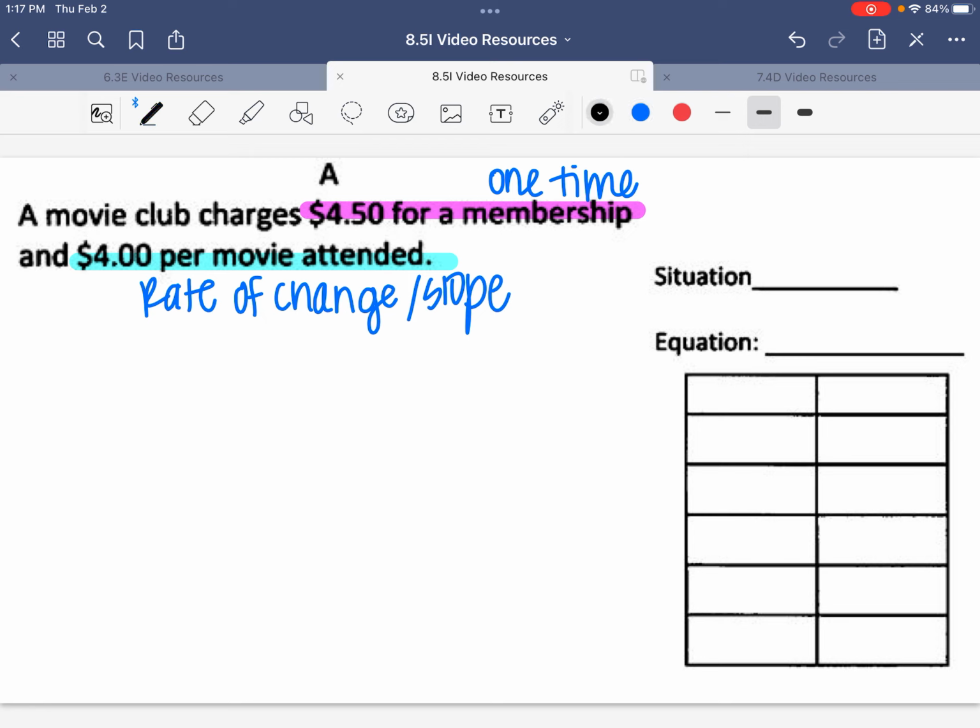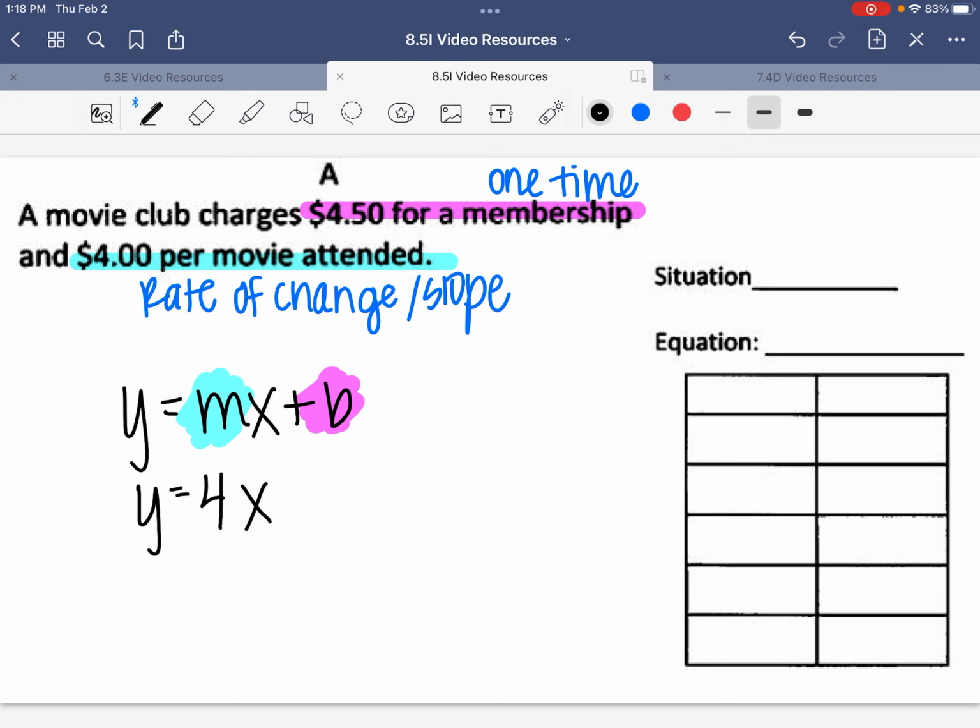I can write that into an equation in slope-intercept form, which is y equals mx plus b, where m is our rate of change and slope, and b is our y-intercept, or our initial value. Our rate of change or slope we determined was 4. So y equals 4 times x, which in this case is the number of movies, plus that $4.50 membership fee that I have to pay. So here's our equation, y equals 4x plus 4.50.